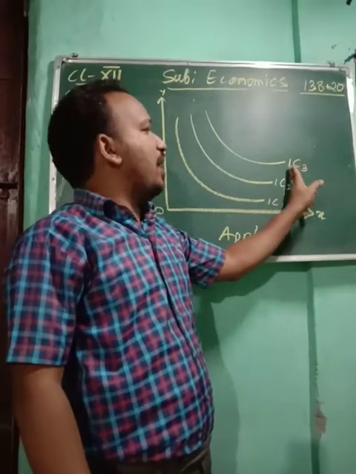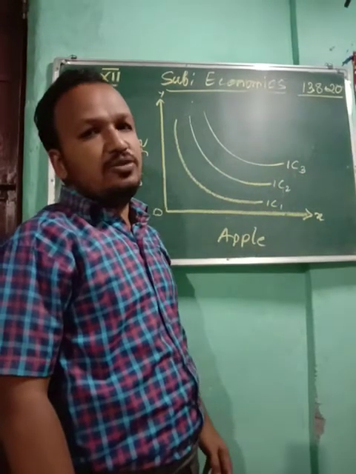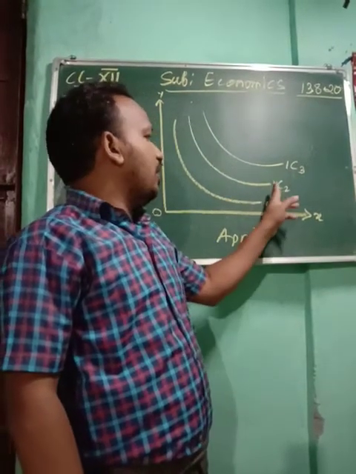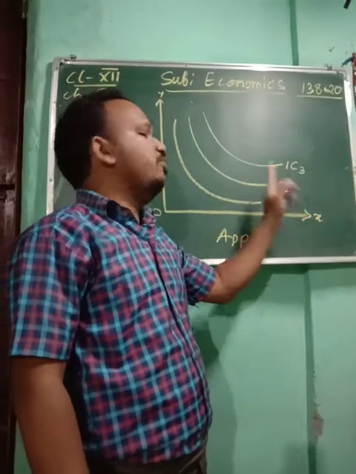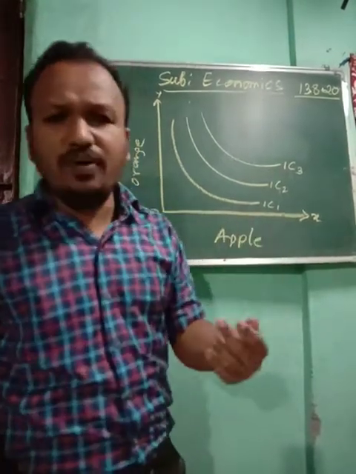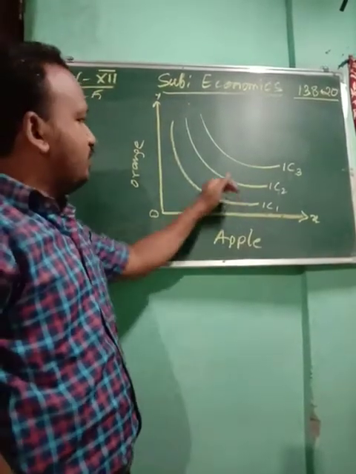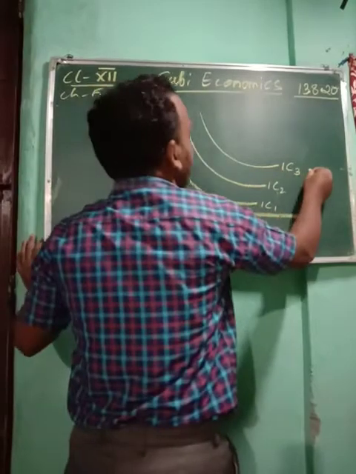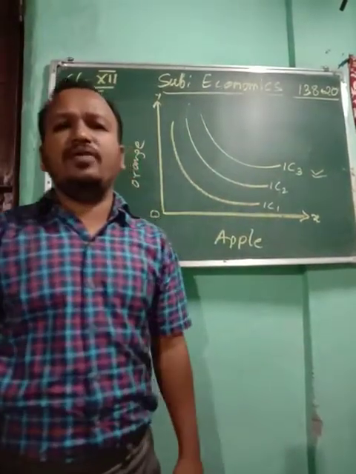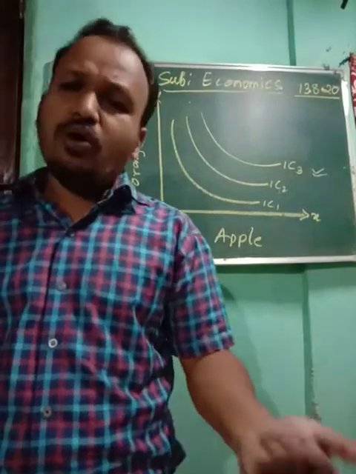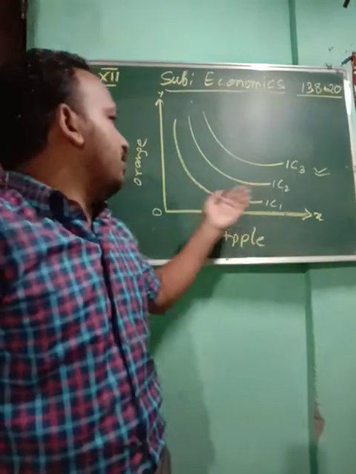IC3. IC means indifference curve. So indifference curve 3 will give more satisfaction to the consumer. Now if you compare IC2 and IC1, IC2 will give more satisfaction. So the higher the curve, the higher the level of satisfaction. Out of these three, IC3 will give you the most satisfaction. Here also only a two-line definition is there, and this curve you will keep in your mind.